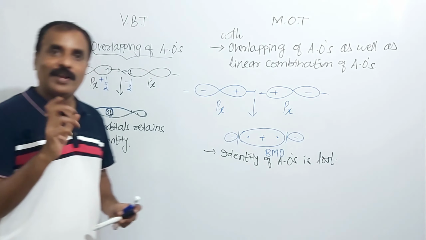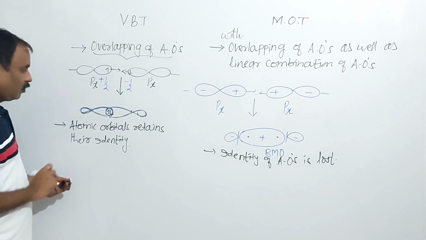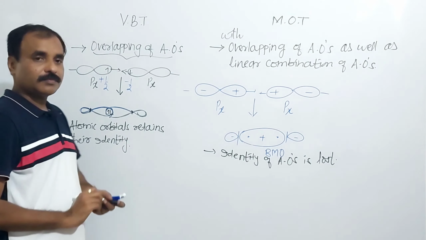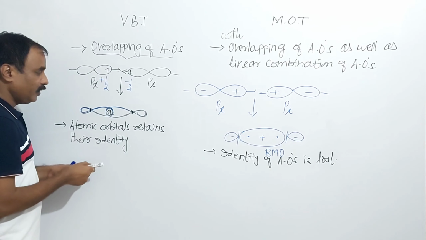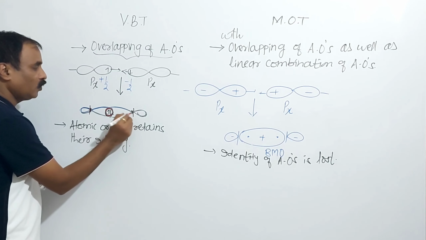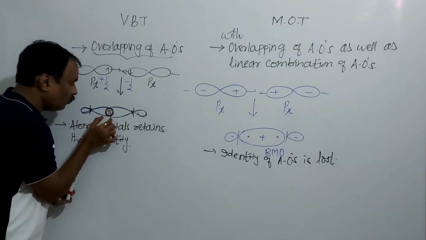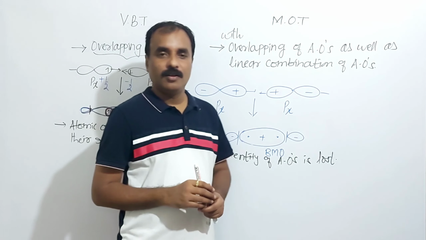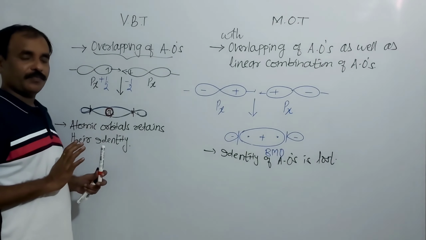Next, tell me the position of electron density after overlapping. See here, it is a nucleus of one atom, here it is a nucleus of another atom. What is the position of electron density here? So here electron density lies in between two nuclei. And there is equal control on this electron density by the two nuclei.